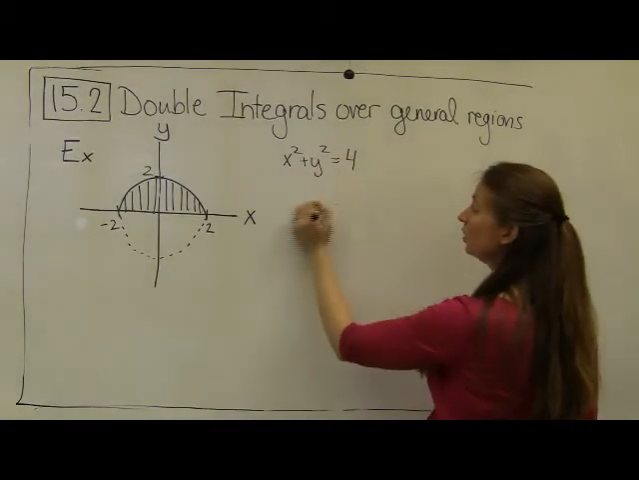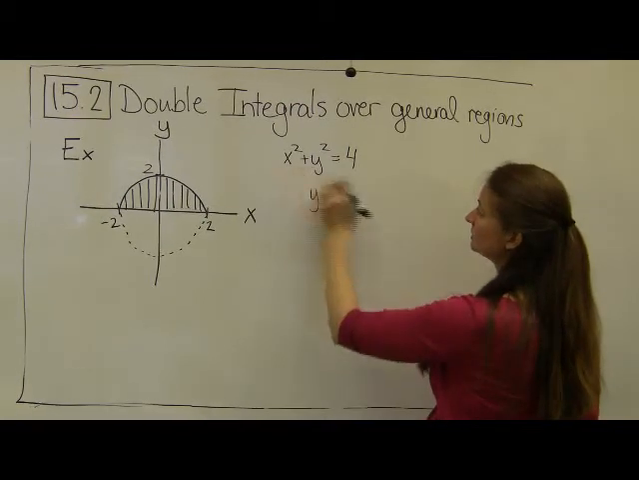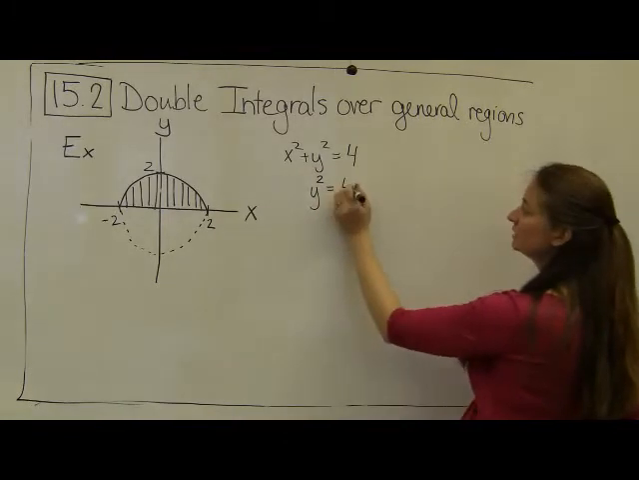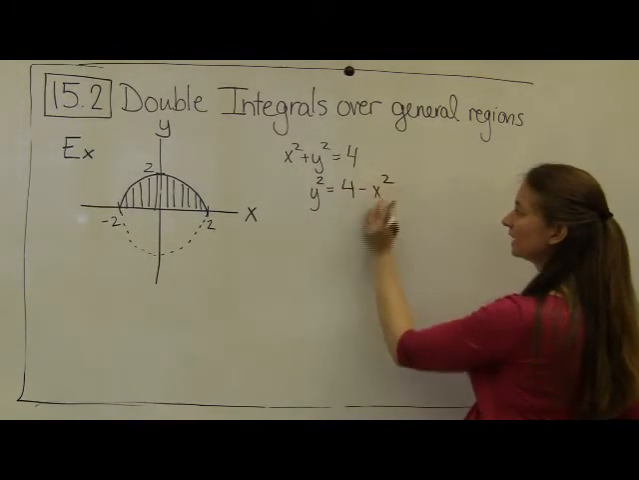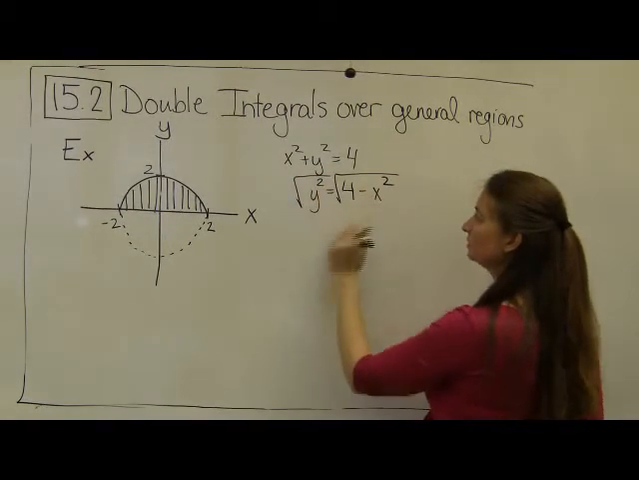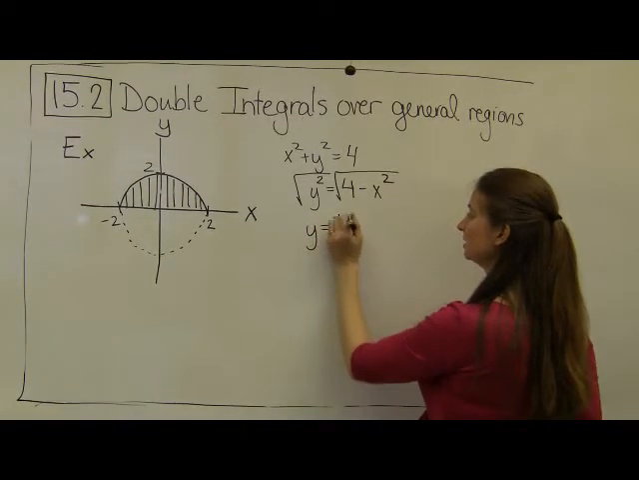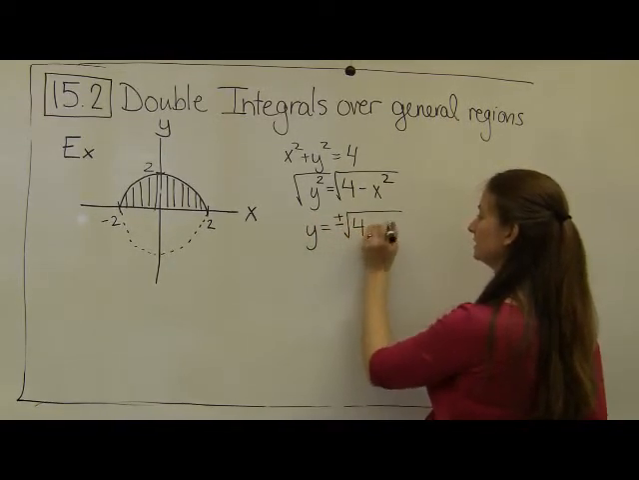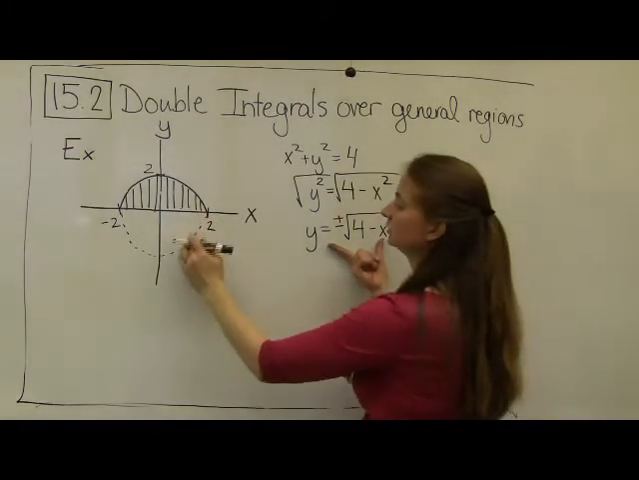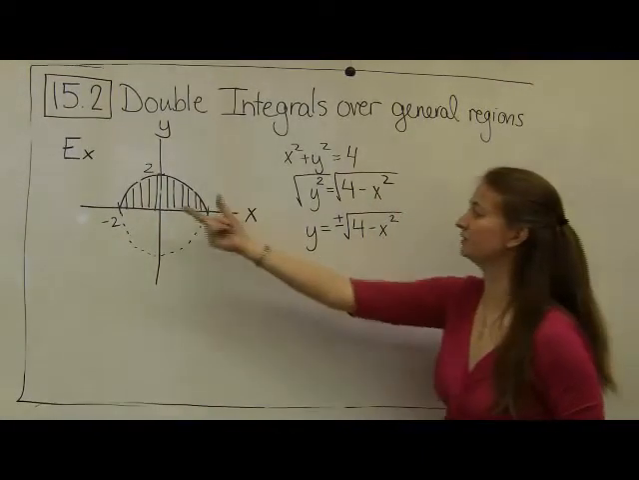So the whole circle itself would be given by, I'll write it out clearly, y squared is equal to 4 minus x squared. And then to solve for y, I'm going to take the square root of both sides. And by square rooting both sides, I get that y is equal to plus or minus the square root of 4 minus x squared. This is exactly the whole circle. So I'm finding the outer boundary of this region.